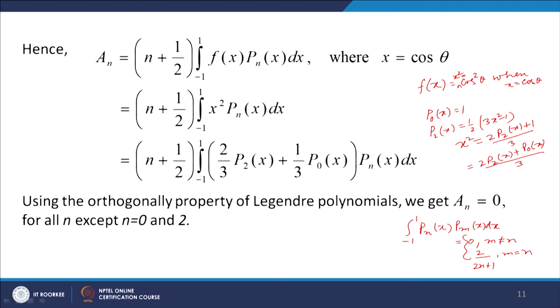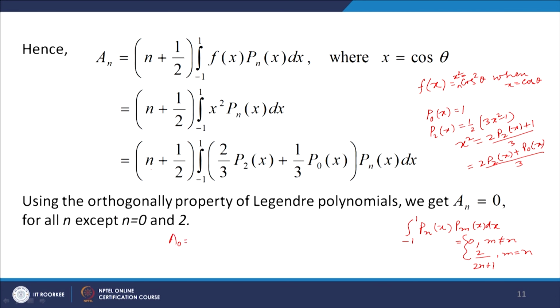And similarly, the integral from -1 to 1 of P_0(x) P_n(x) will be 0 for all n not equal to 0, and when n is equal to 0 we will have the integral of P_0 square(x), which will be 2 over 1, so it will be 2. So, using the orthogonality property of Legendre polynomials, we get a_n equal to 0 for all n except n equal to 0 and 2. So, let us find a_0.